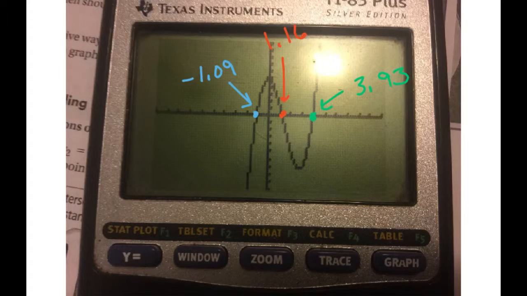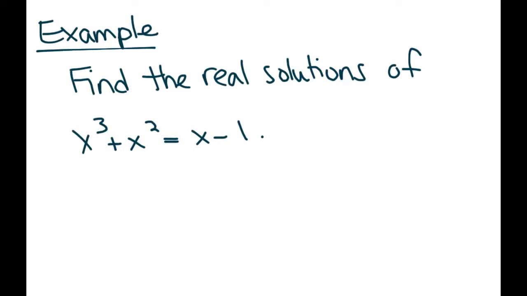Remember, just because it looks like it hits at an integer doesn't mean it does. If you don't know if it hits at an exact integer or not, go to the table. Remember that when the y coordinate is 0, that's where the graph hits the x-axis. You'll find in the table that y is never 0. Now on your own, I want you to find the real solutions of x cubed plus x squared equals x minus 1.